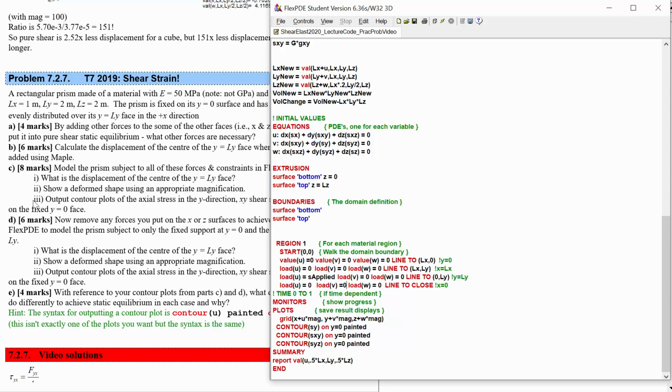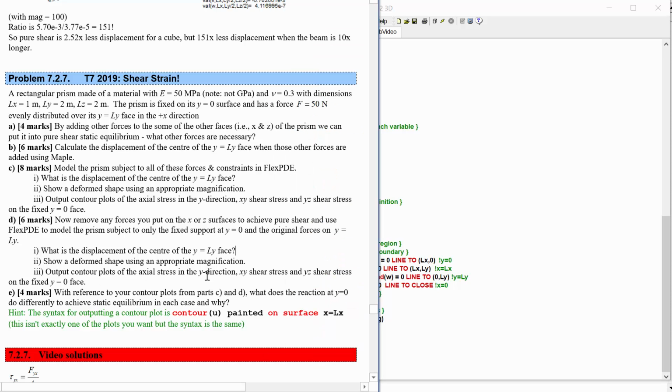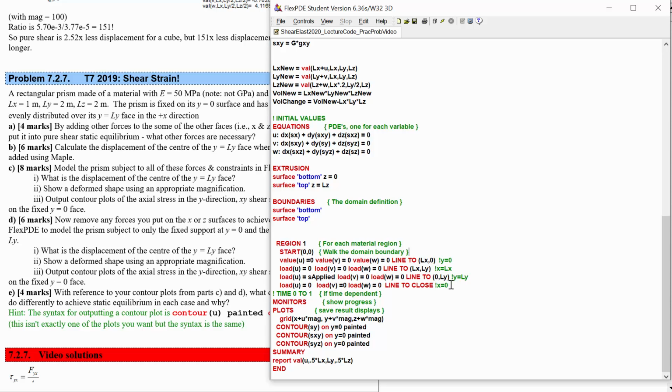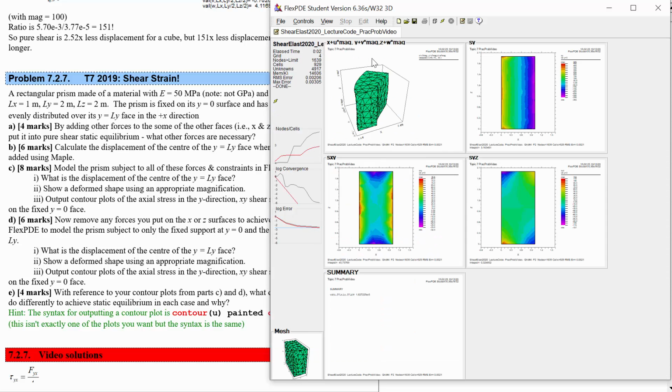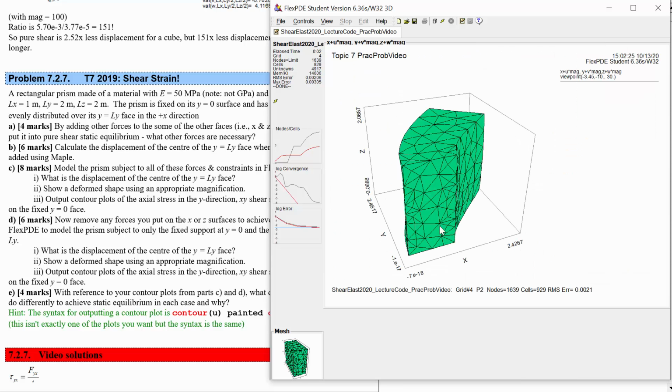Okay. Now, the question asks, what's the displacement of the center of the Y equals Ly face? Now, show a deformed shape, and then output contour plots of those same stresses as before. So, what we've done now is we've just fixed this bottom surface, and we've let the rest of it be totally free to do whatever.